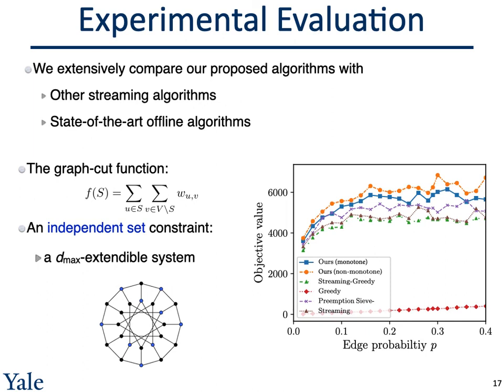In this paper, we extensively compare our proposed algorithms with other streaming algorithms and state-of-the-art offline algorithms over several randomly generated graphs, social networks, and many real-world applications, including movie recommendation, Yelp location summarization, and Twitter data summarization. In one of our experiments, we consider a non-monotone submodular graph cut function over Erdős–Rényi random graphs under an independent set constraint. It is straightforward to show that this is a D_max-extendable system, where D_max is the maximum degree in the graph. We observe that our streaming algorithm outperforms the other streaming algorithms, and we could also see that the non-monotone version of our algorithm is the better one.